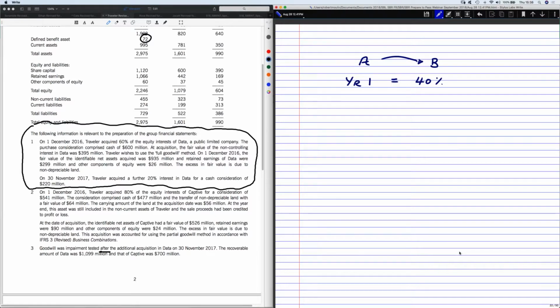All things being equal, what do you think is the likely treatment for that investment in B in the financial statements of A in that first year? Yes, Bicky says it depends. I do agree with you. But in all likelihood, what do you think is the typical accounting? Yeah, I think you're right. I think it is likely to be an associate and is likely to be the equity method. Very good, everybody. The likelihood is associate. But remember, we're not going to assume.